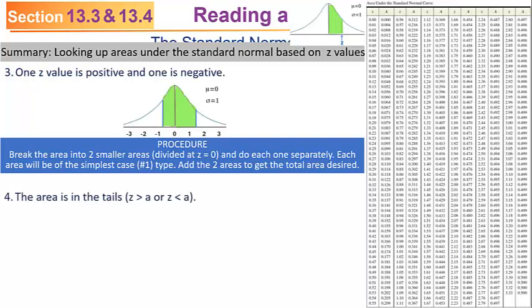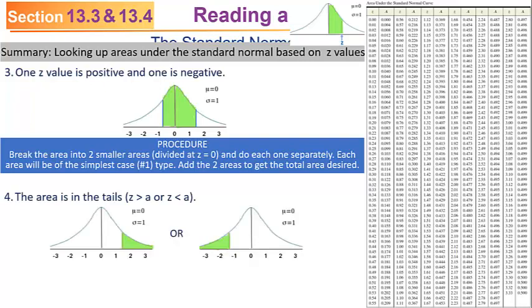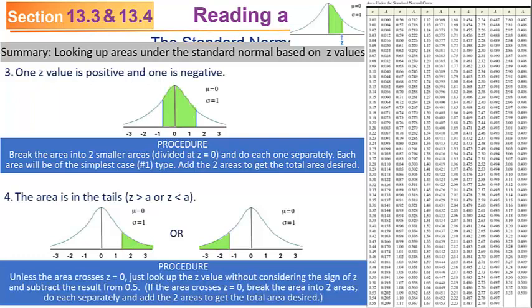And the last case is the area where you're doing the tails. Either z is bigger than some number or z is smaller than some number, where the value of a would be positive in the first case or negative in the second case. For example, either tail. The first one has the right tail where you have z greater than some positive value, or the left tail where z is smaller than some negative value. The procedure there, that's where the 0.5 came in. Remember the symmetry? You can look up the z value, ignoring the sign, and subtract it from 0.5.